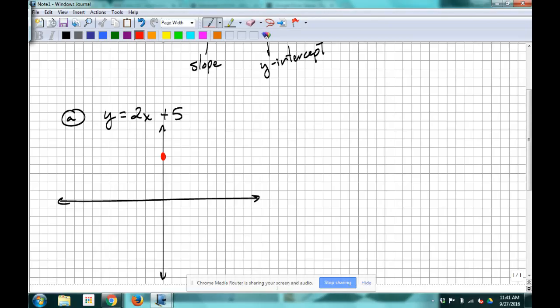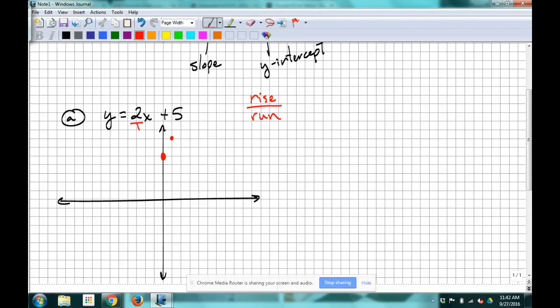Then my slope is 2. Anytime you got slope there, you want to think about slope as a fraction. How do I write 2 as a fraction? Over 1. Okay, and slope, remember, is rise over run. So we're going to start at this first dot, and we're going to count up 2, right 1. And that's where our next dot would be. We could do that again if we wanted to, up 2 over 1.